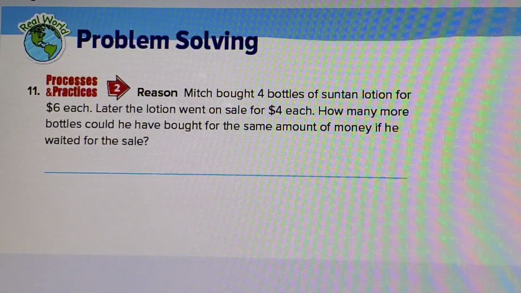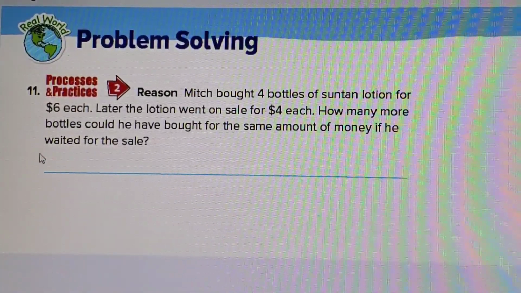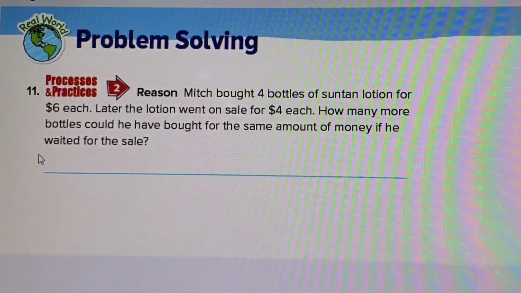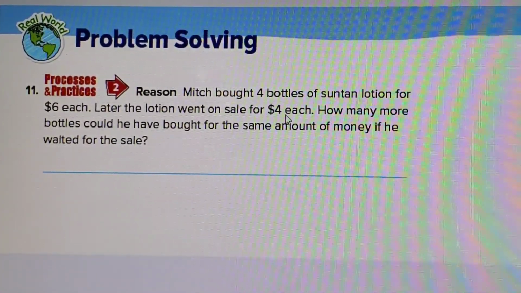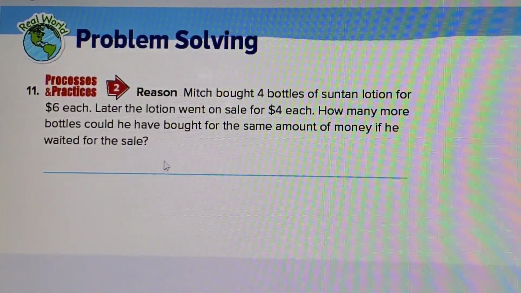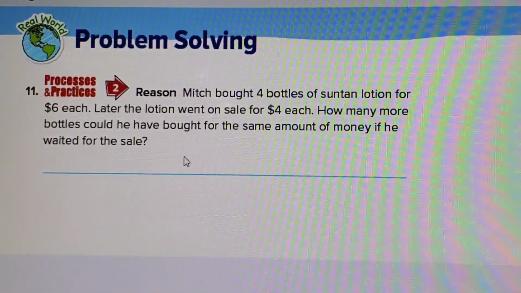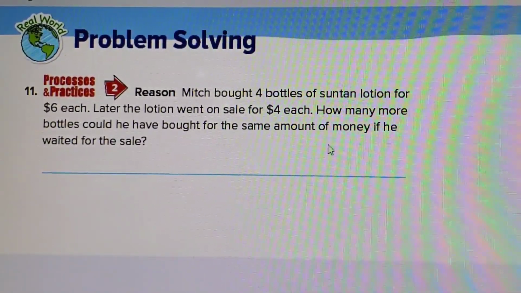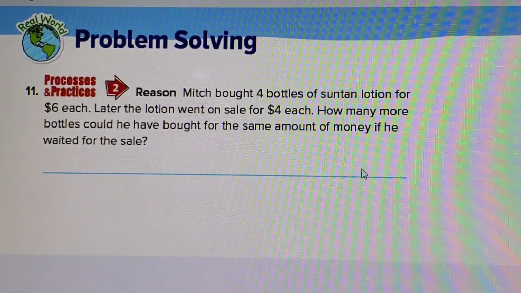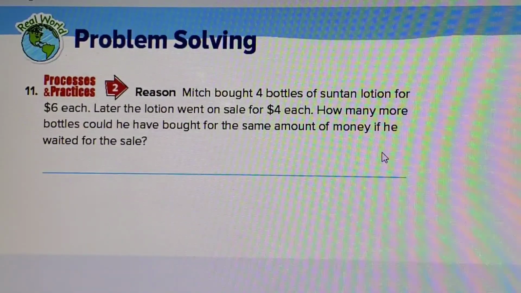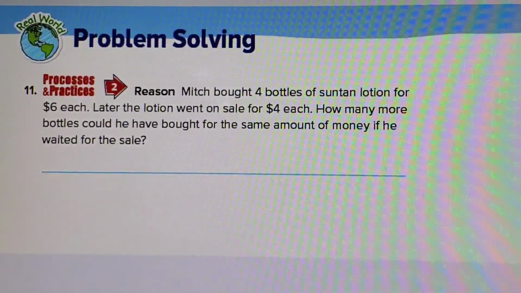So first we're going to find out he bought 4 bottles at $6 each. So 4 times $6 equals $24. Later the lotion went on sale for $4. So 4 bottles times $4 equals $16. When it says how many more, 24 minus 16, you'll get $8. So if they're $4 each, he can buy 2 more bottles.